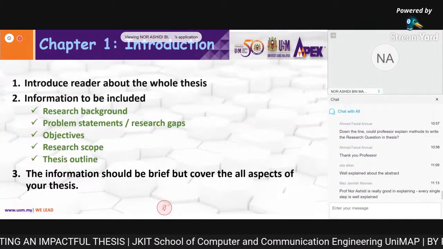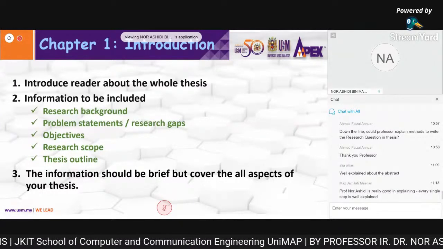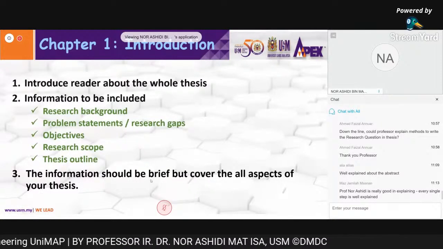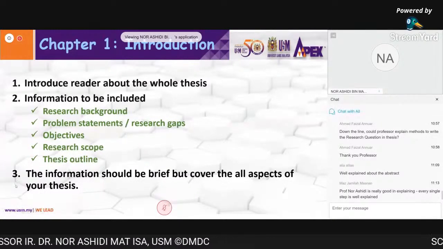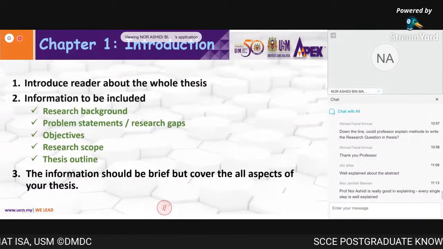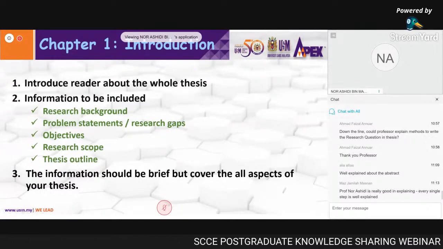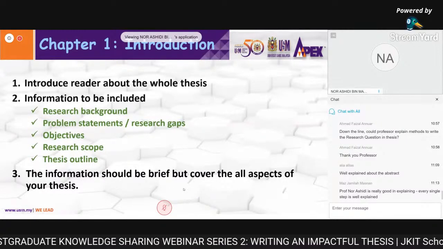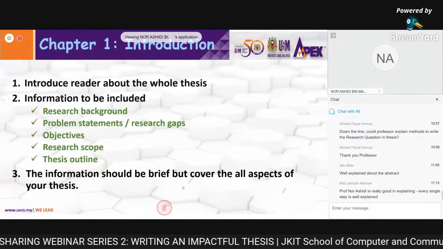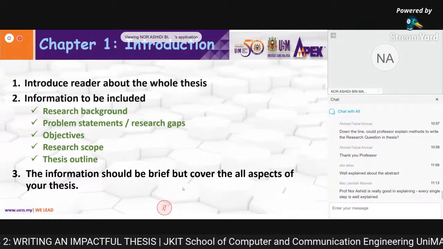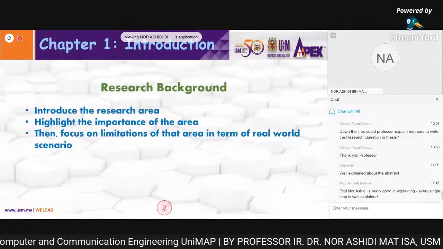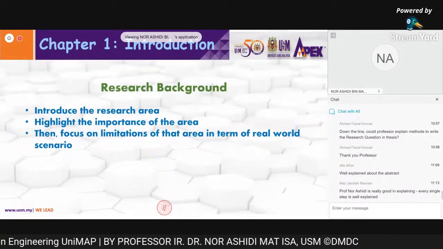Chapter 2 is about what, chapter 3 is about what, and so on. Okay, the information should be brief, but cover all aspects of your thesis. The detailed information will be in chapter 2, chapter 3, and chapter 4. Here it is only brief, general, covering the whole aspect. Okay. Now, research background. As I mentioned, introduce the research area.